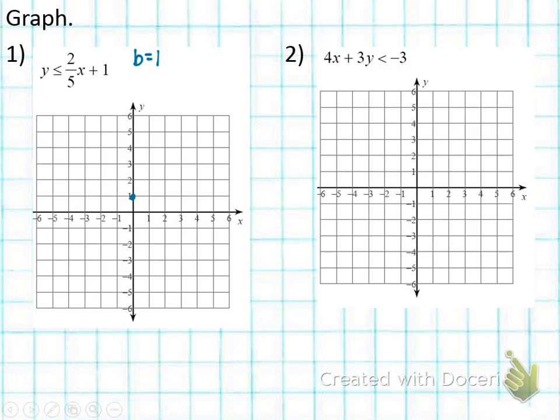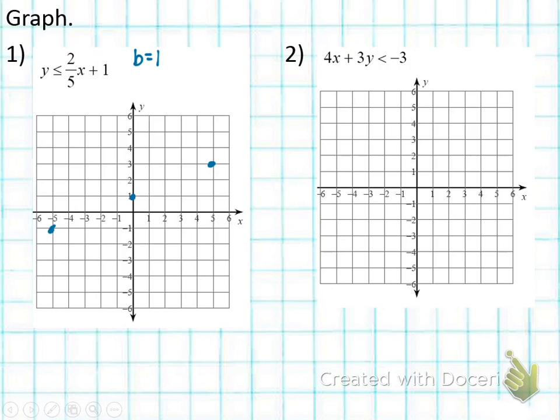Eyes up here. We're rising 2, running 5: 1, 2, 3, 4, 5. So there should be a point here. There should also be a point continuing all the way out here, but we don't have enough graph paper, so we're going to go the opposite way. Rise the opposite way, run the opposite way. There's a point here.